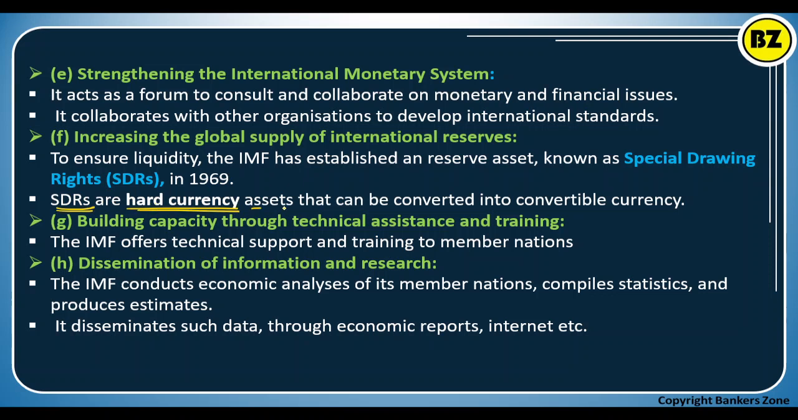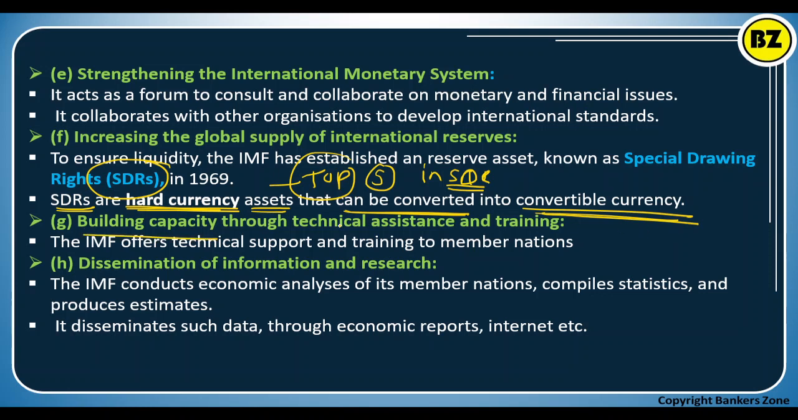Okay, these are hard currency assets that can be converted into convertible currency, so these are very strong currencies basically. Only the top 5 currencies are included in the SDR. That's why we can say it is a very hard currency that can easily convert into other currencies.